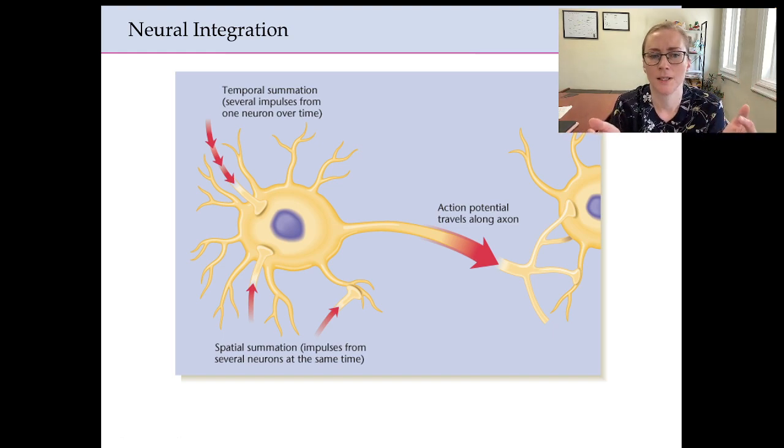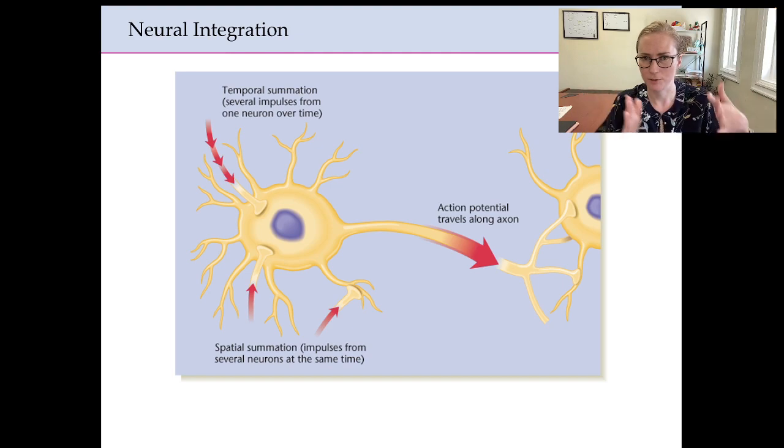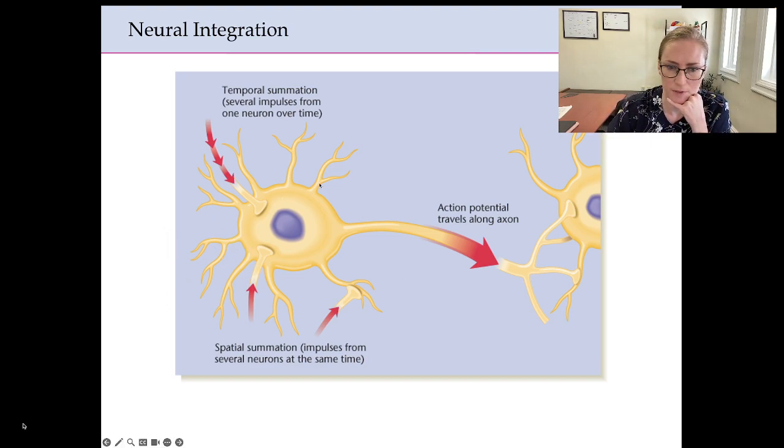Now keep in mind, most of the time it's going to be a combination of spatial and temporal. As I told you, a single neuron usually has hundreds to thousands of other neurons talking to it. So you're going to be getting inputs at different locations at different times. Just keep in mind that it's almost always going to be both temporal and spatial. And then if these are EPSPs, they add up, reach threshold, boom, fire the action potential.